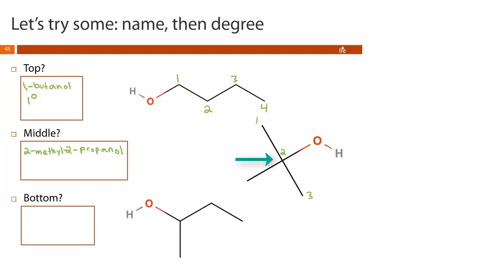Okay, so let's take a look at our hydroxy carrying carbon. It looks like it has 3 carbons directly attached to it. So that means this would be a tertiary alcohol.